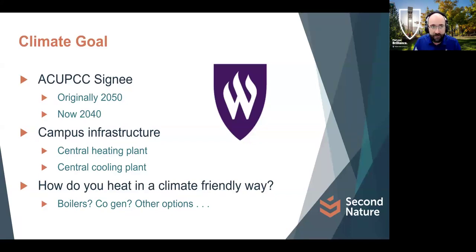In terms of our legacy infrastructure, our buildings generally are VAV or multi-zone, utilizing hot water systems and chilled water systems that are serviced by centralized heating and cooling. So we have a legacy steam boiler plant, and as I mentioned, that was initially built in the 50s. And we have a centralized cooling plant. One of the questions we came up with was, how do you heat a campus in a climate-friendly way? Traditionally, we've done boilers. Do we look at cogen? Let's go to the next slide.